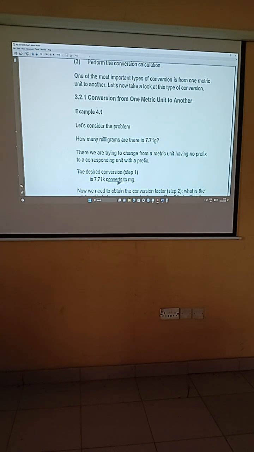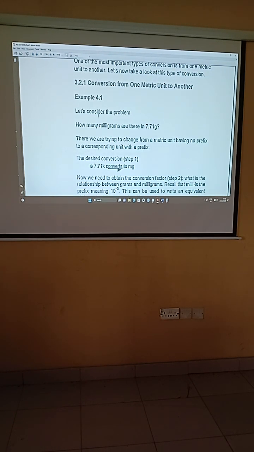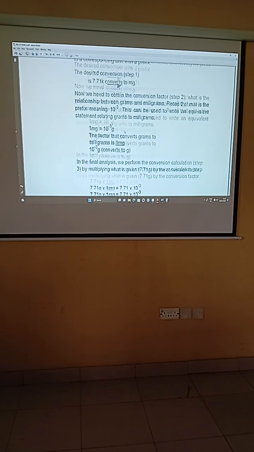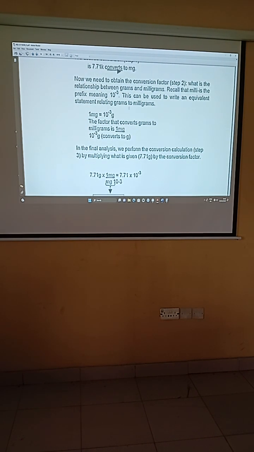Let's consider this example 4.1, on how we can convert from one metric unit to another. How many milligrams are there in 7.71 gram? You already know before that milli means 10 raised to power minus 3. Recall that milli is the prefix meaning 10 to the power minus 3, that you've learned before. Go check other aspects of the module, you'll see that. So milli means 10 to the power minus 3.